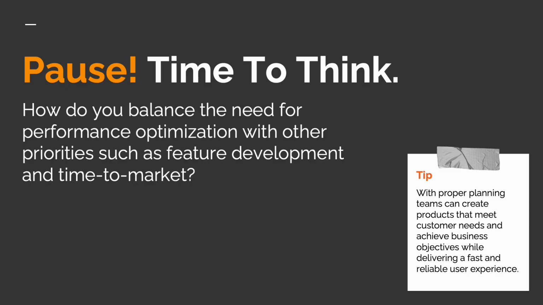Now we have seen a few different ways to improve software performance. But how do you balance the need for software performance optimization with other priorities such as feature development and time to market? Feel free to pause the video and think about the answer.